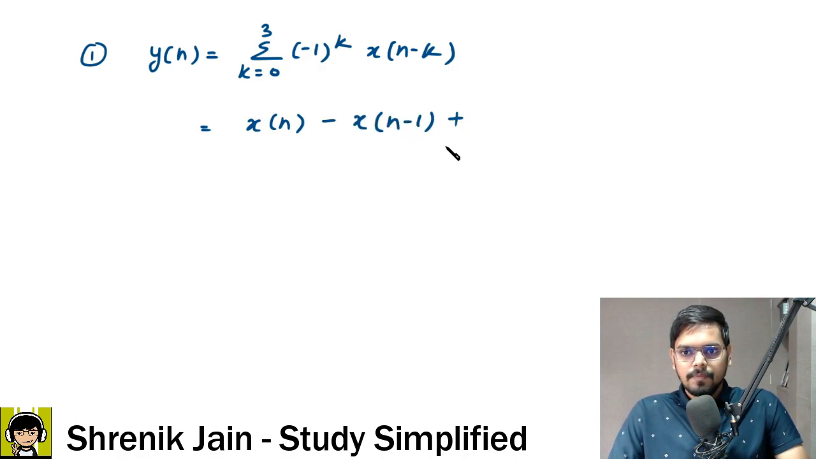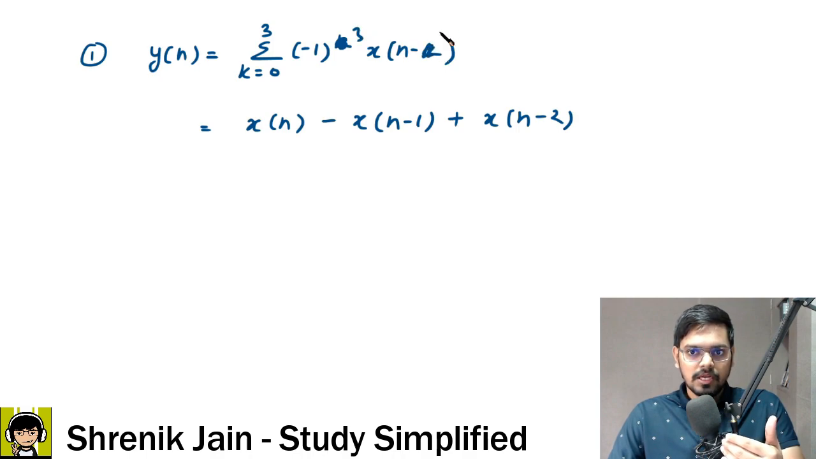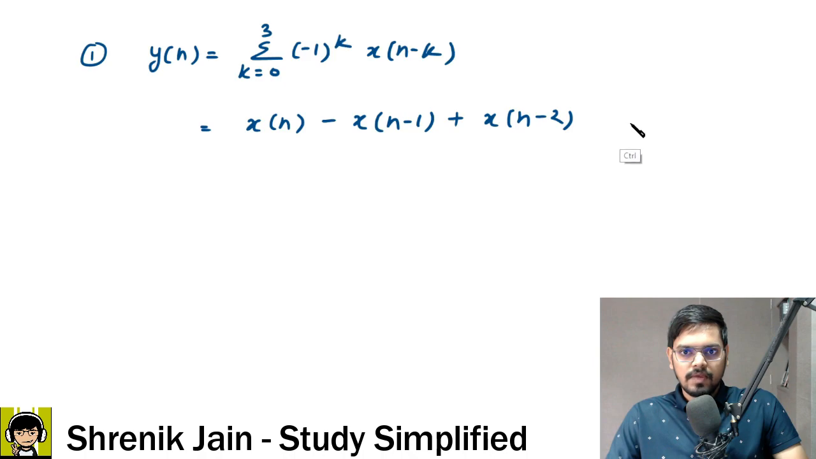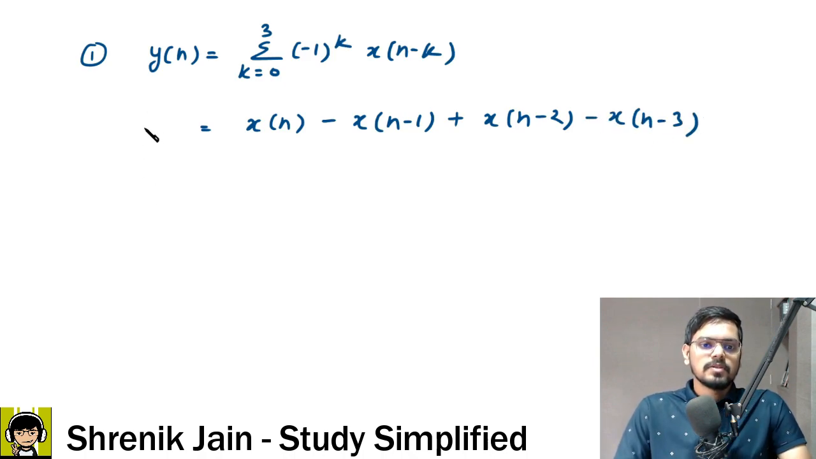Then k is 2. If k is 2, then minus 1 to the power even is positive 1, and here k is 2 will give you the output x of n minus 2. If you substitute 3 instead of k, then check it out. Minus 1 to the power odd, the answer is minus 1. Therefore, we have to say minus outside, then x of n minus 3. Done. This is my y of n.